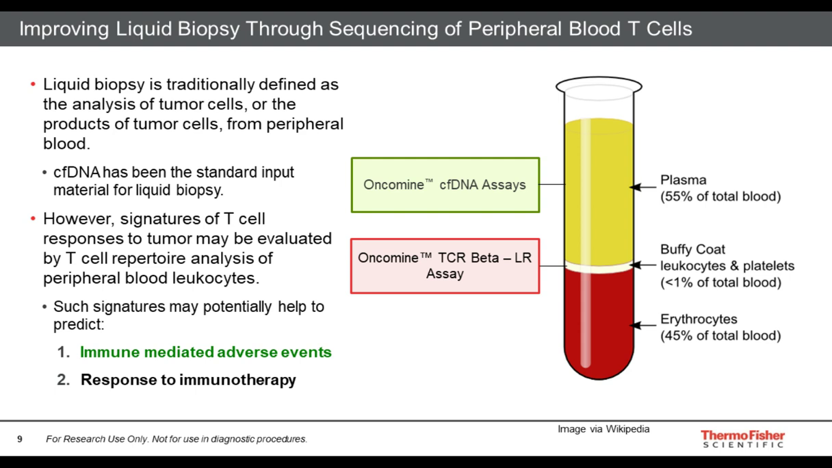Tumor-specific T cells are primed by tumor antigens in the lymph nodes and enter into the peripheral blood before infiltrating the tumor, which is why this is a sample of great interest for studying tumors. So one can measure T cell responses to the tumor by sequencing PBLs, and that can provide predictive information regarding immune-mediated adverse events and responses to immunotherapy.